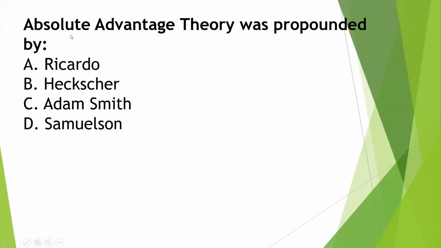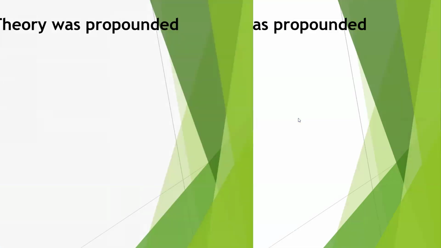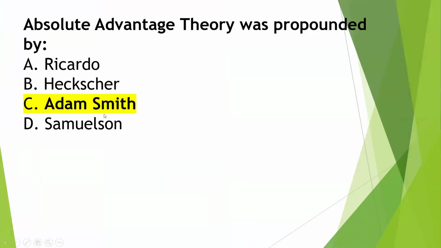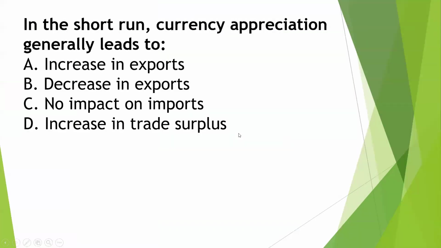So next question, absolute advantage theory was propounded by. So this is the first chapter of international trade finance where different theories of trade are discussed, and from there also a question was asked. Ricardo, Haberler, Adam Smith, Samuelson. Let's see the right answer. Right answer is C, that is Adam Smith. So absolute advantage theory is given by Adam Smith. Let's see the next question.